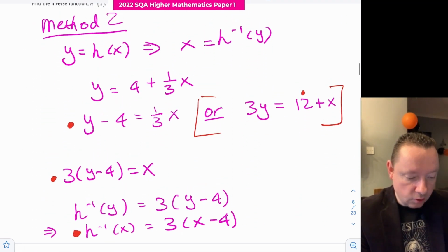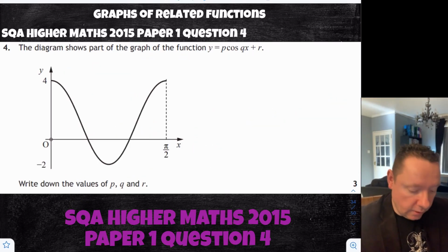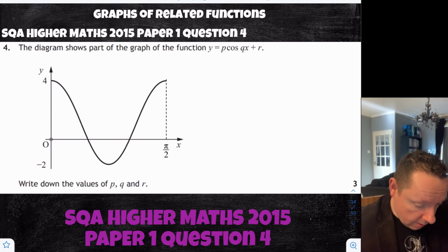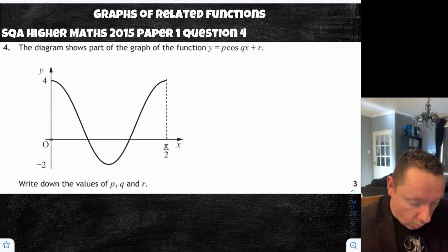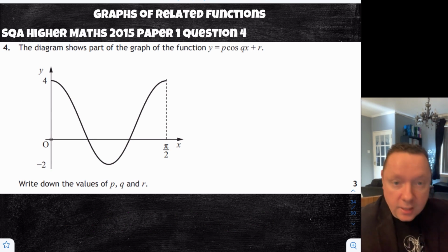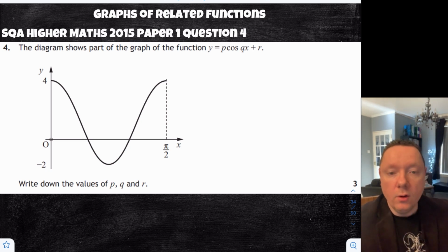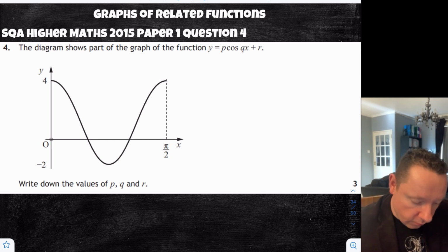Graphs of related functions. SQA Higher Maths 2015, paper 1, question 4. The diagram shows the graph of a function y equals p cos qx plus r. So it's a trig graph. Write down the values of p, q, and r. Okay, so we need to start off with what this function is.